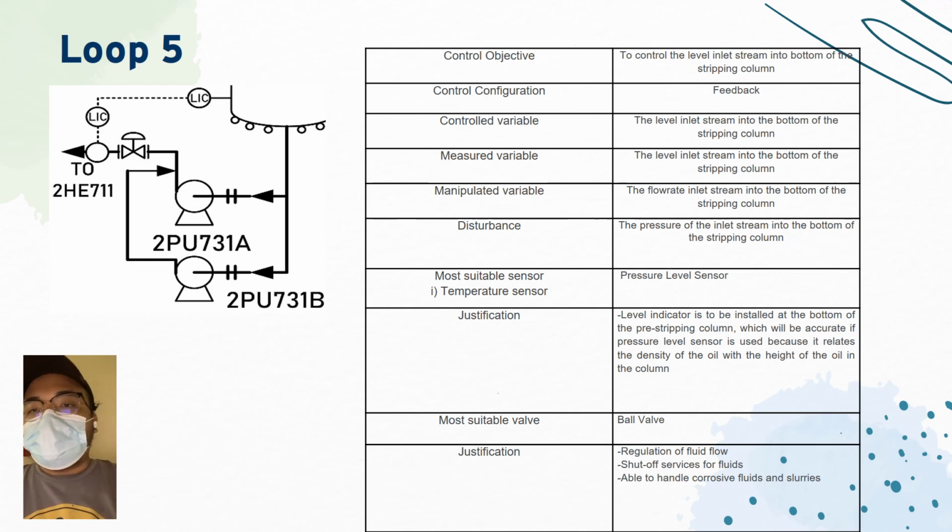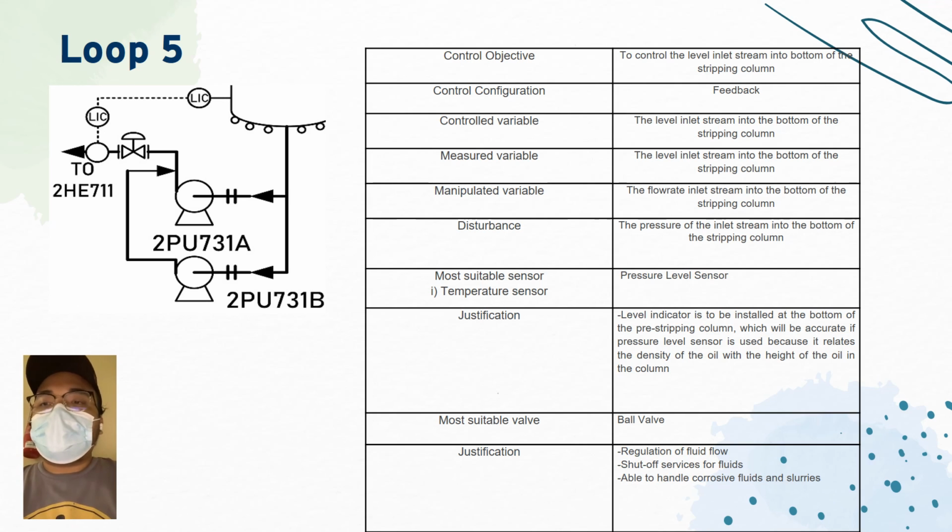And what is the controlled variable? The controlled variable is the level of the inlet stream into the bottom of the stripping column. The measured variable is the level of the inlet stream into the bottom of the stripping column. The manipulated variable is the flow rate of the inlet stream into the bottom of the stripping column. The disturbance of this particular loop is the pressure of the inlet stream into the bottom of the stripping column. The most suitable sensor we suggest is the pressure level sensor.